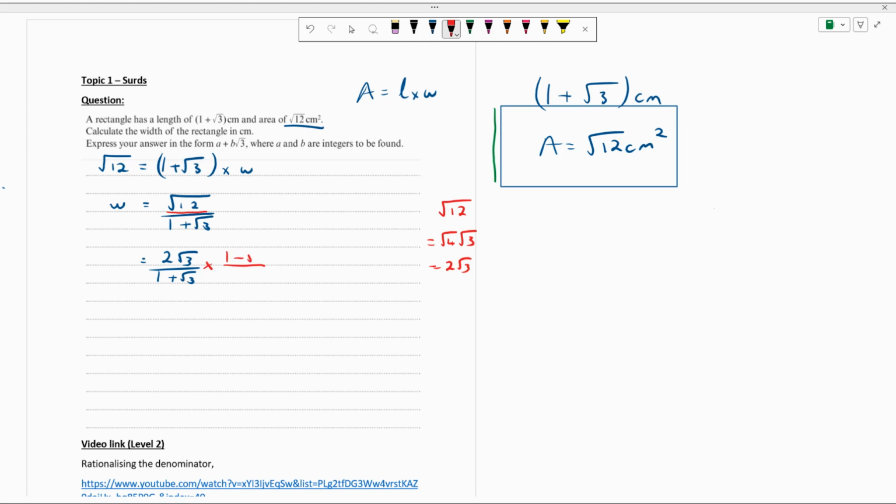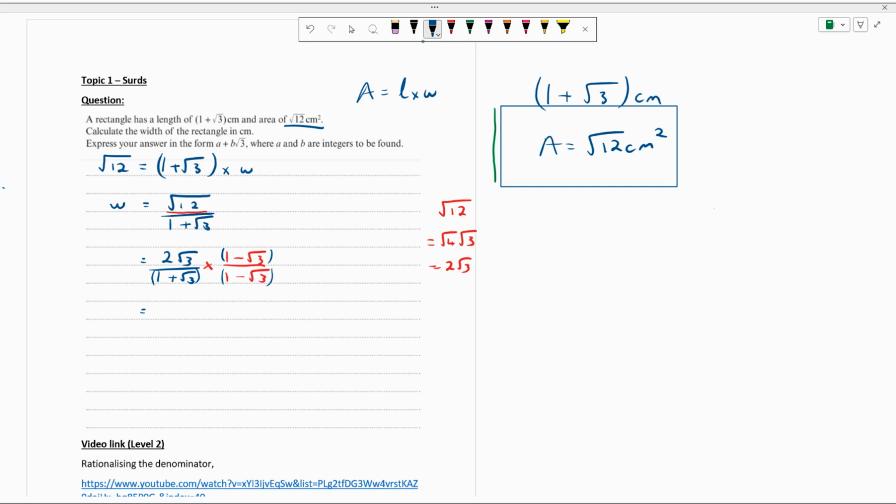So that's 1 minus root 3 and 1 minus root 3. Now, it's important you do the same to both top and bottom. And then we expand them like brackets. So technically, there are some brackets on the top here. So that's a single bracket. And technically, there's a double bracket on the bottom.